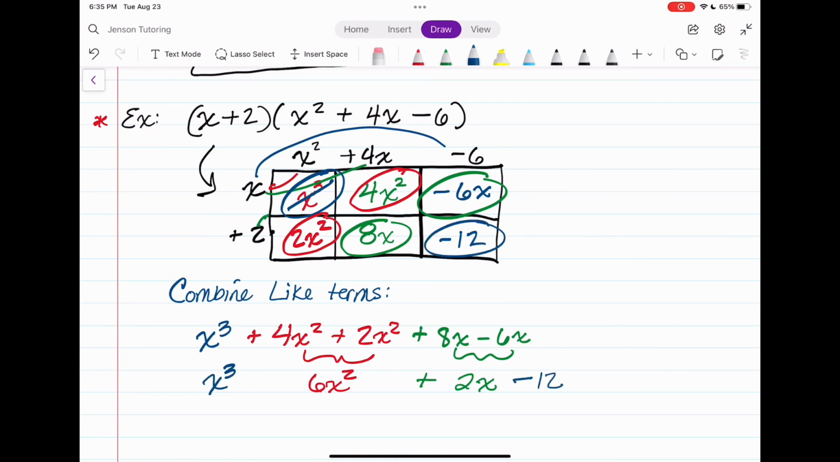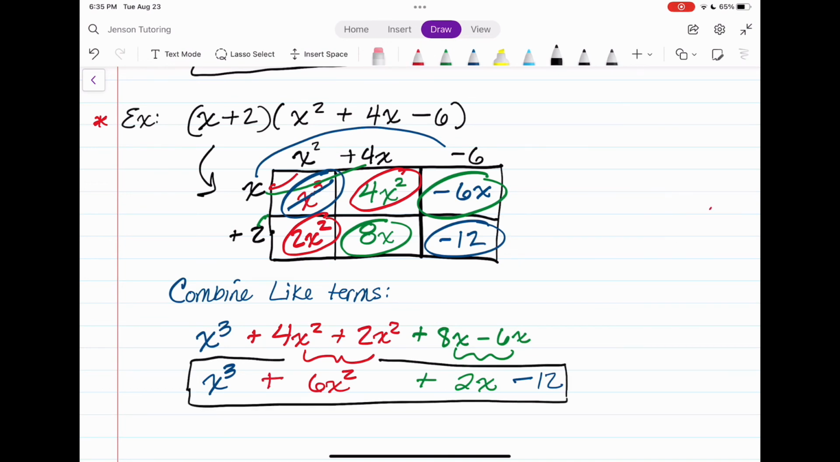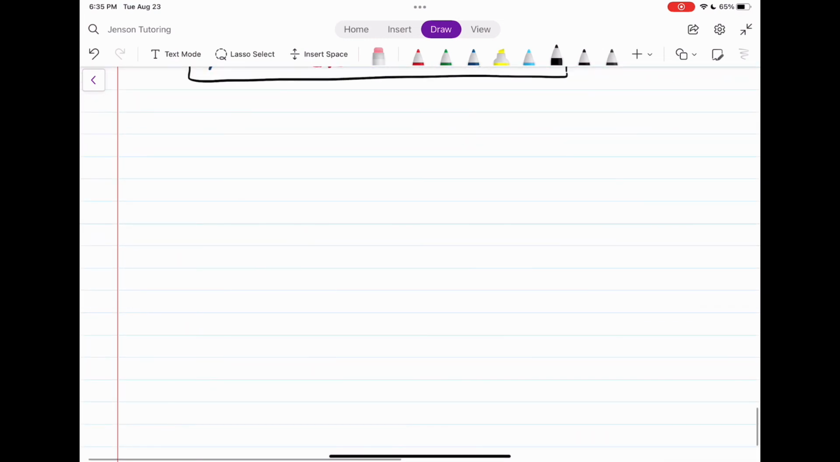So these look really challenging, but if you just take a minute and make yourself a little matrix, they're really pretty doable. And again, we'll just go back and make sure we have everything in descending exponential order. And looks good.